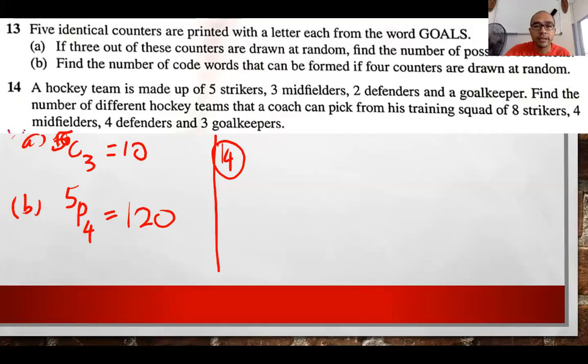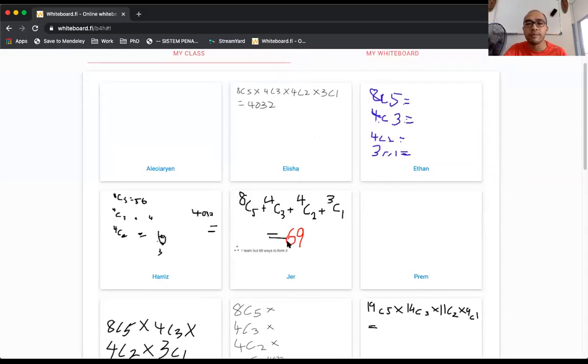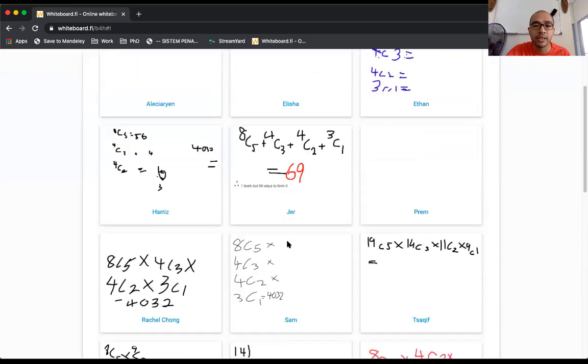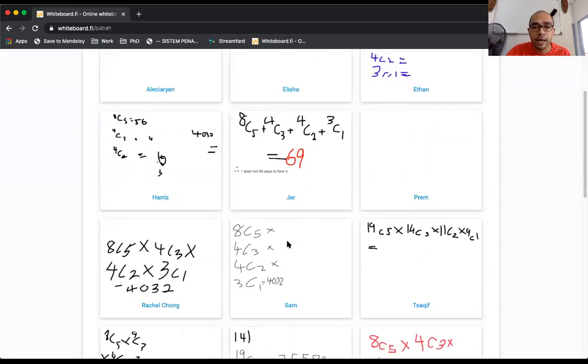All right, so we're looking at question 14. We remember we have 8 strikers, 4 midfielders, 4 defenders, and 3 goalkeepers. Once again I want to show you your different thought processes. Quite interesting, you got over 20 people that have different thought processes. Some of you use this one: since you have 8 people in whatever their position is, you choose 5, and then 4 choose 3, 4 choose 2, 3 goalkeepers choose 1 goalkeeper.